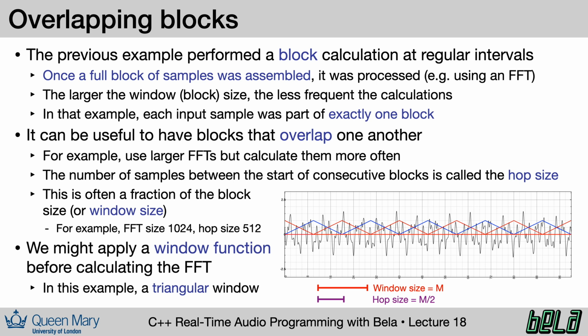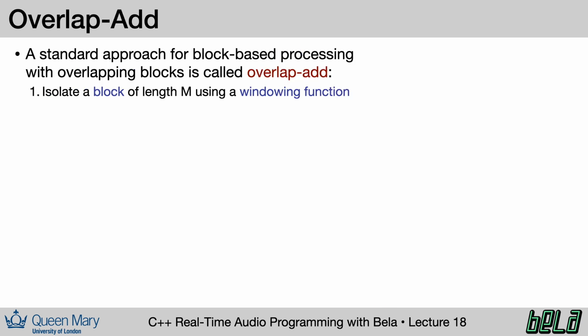What this means is that we take our window of signal and we multiply it by some function which typically has tapered edges. In the next lecture, we'll talk about what windows we commonly use and why we do this. Ultimately, what we're building up today is a very standard approach for block-based processing, which is known as overlap add. You'll see shortly why we call it that.